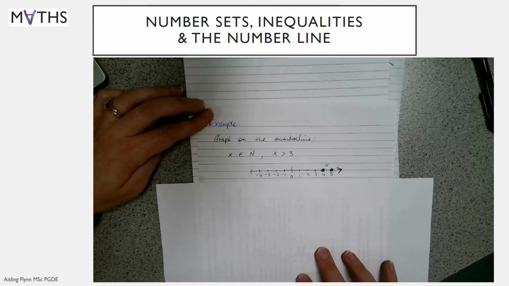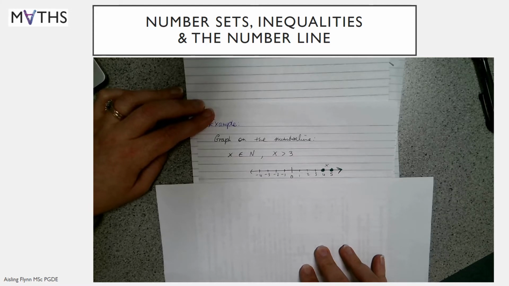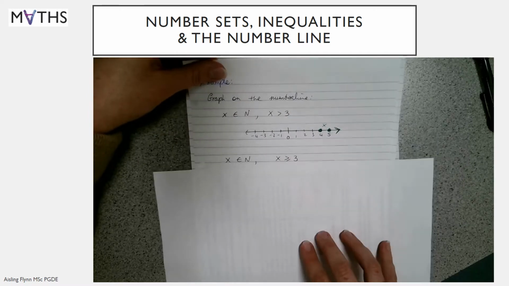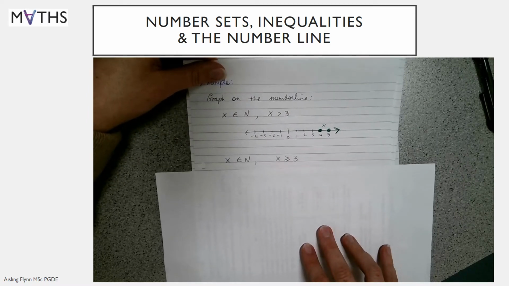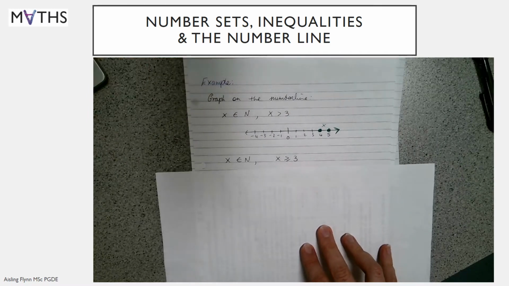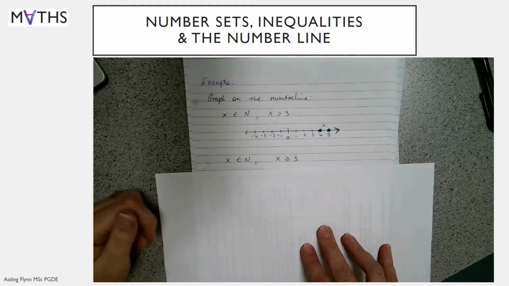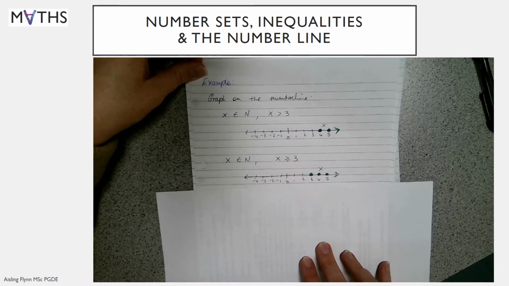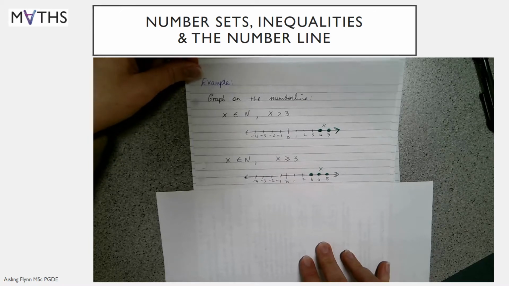And this is how you would represent that on the number line. Discrete dots on the natural numbers that are bigger than 3, so starting at 4 and going to the right. Now this one is just slightly different. Again, x is a natural number, but this time it says x is greater than or equal to 3. So how does that look different? This time you can include 3 also. So 3, 4, 5, and so on in the positive direction.